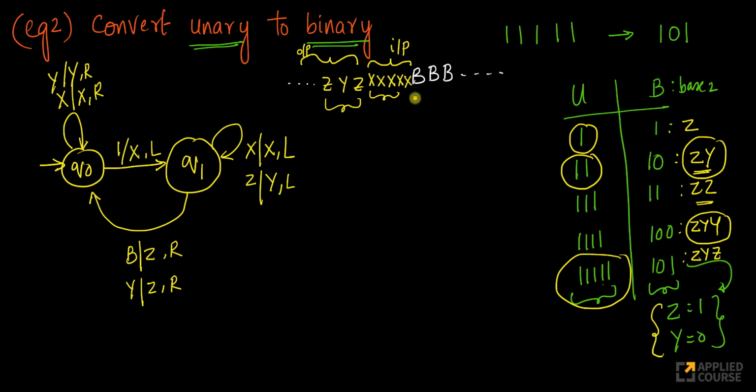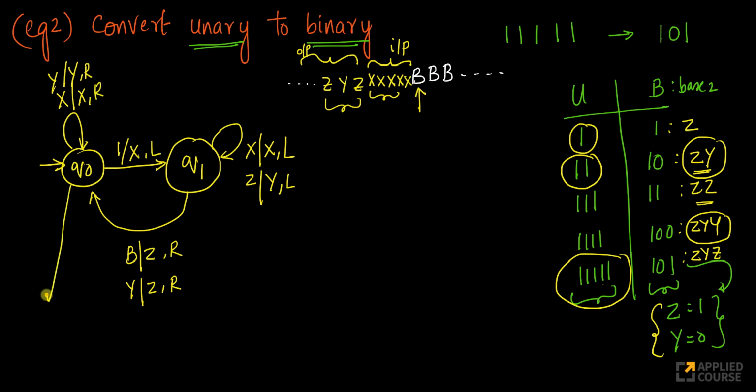And now finally what will happen? I'll encounter a B. Look at this, finally I'm encountering a B. There is nothing else left. So when I encounter a B, what should I do now? Now everything is processed. I'm left with B now. I keep going forward. Now I'm left with a B. No more ones left.